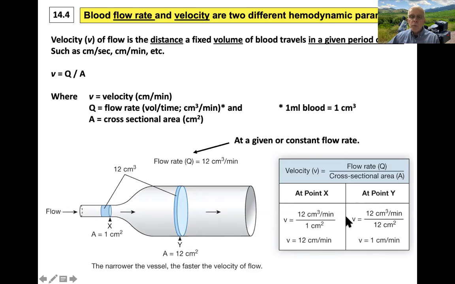So flow rate can remain constant, but the velocity can slow down. Now, again, what do you care about that? Well, the blood flowing out of the pulmonary trunk, that's leaving the heart. We've got about 5 liters per minute.